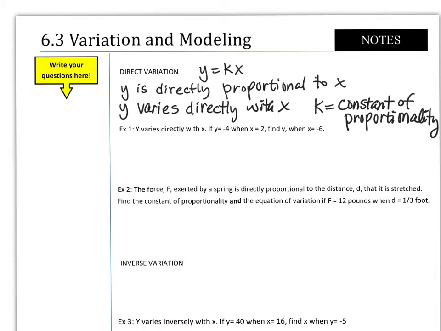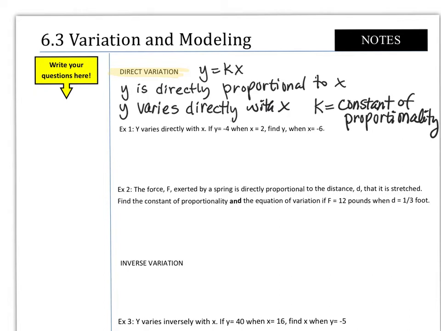So what you're going to need to do is recognize the wording. Whenever it says direct variation, then you need to know that that's the form, y equal kx. You're always going to put a k in there, and it's always going to be in the same format. So let's look at a problem.